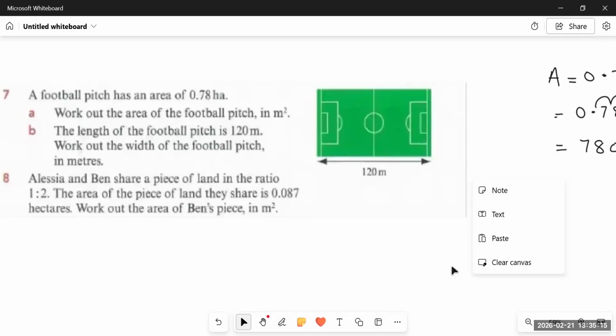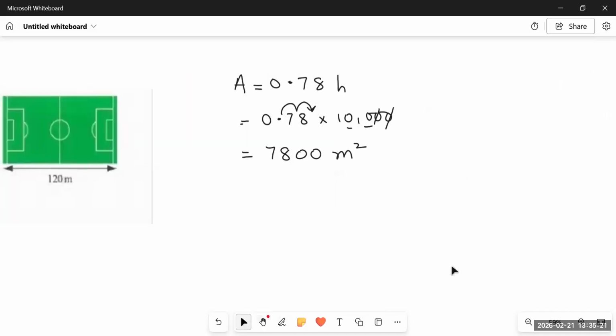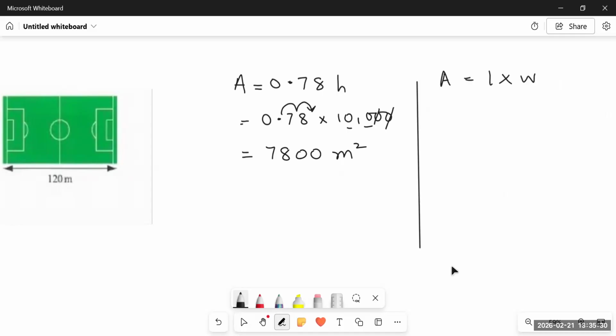Now they're saying the length of the football pitch is 120 meters. What would be the width of the football pitch? This is a very interesting question. Students, when we are supposed to find out the area, we use the formula length times width. So when we are supposed to find the width given the area, we make W the subject, so the area gets divided by the length. This would be the formula for finding the width out of the given area and the length.